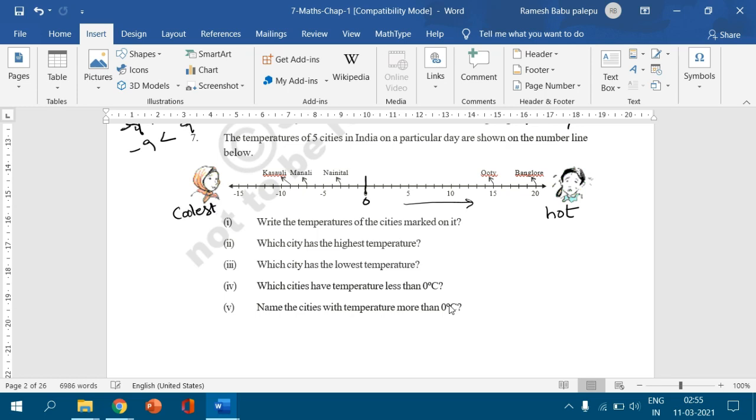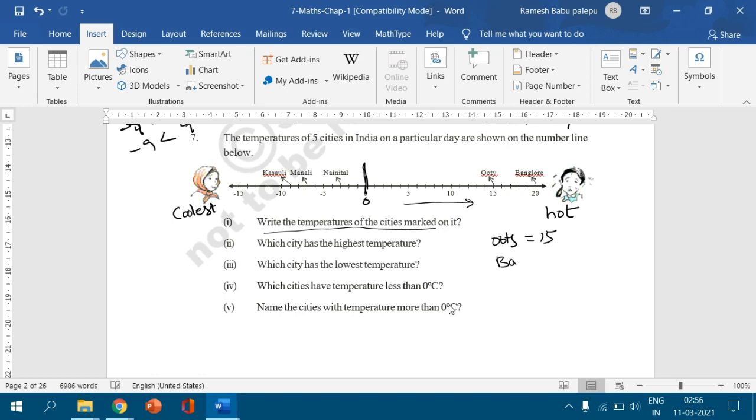He is giving some Kasuli, Manali, and Nainital are noting the temperature below the 0. That means these are the cool cities. And Ooty and Bangalore record the positive temperature. That means somewhat hot. So I can answer the first question. Write the temperature of the cities marked on it. So first of all, I am writing the positive temperature. Right, Ooty. Ooty is 15 degrees. Right, that is somewhat hot.